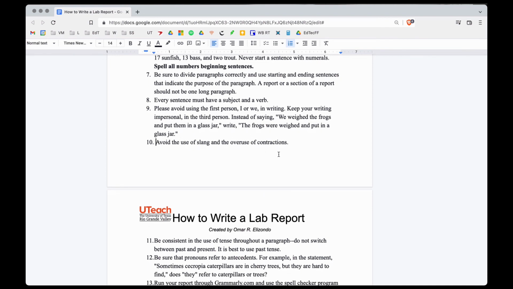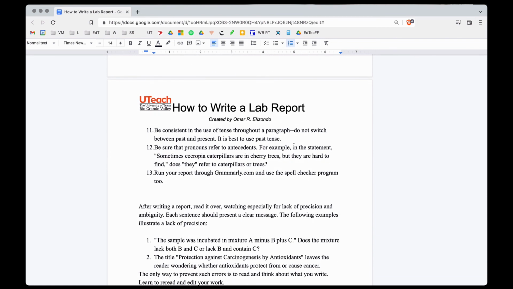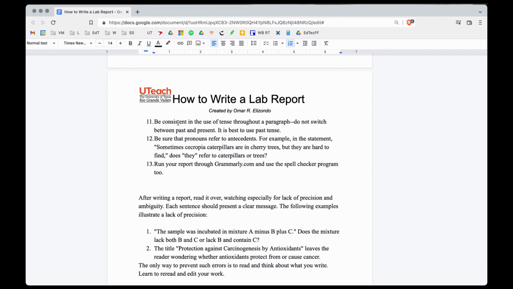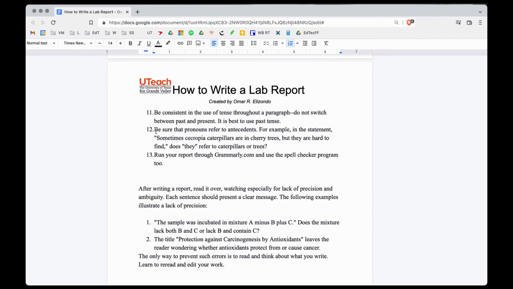Avoid use of slang or any other contractions unless it's absolutely necessary for your writing. You want to be consistent, and you're going to be able to see that a lot as you go through your writing, because you don't want to be switching too much from past and present tense. Be sure that you use pronouns and they refer to antecedents because you need to be able to have good explanation and not confuse the reader.